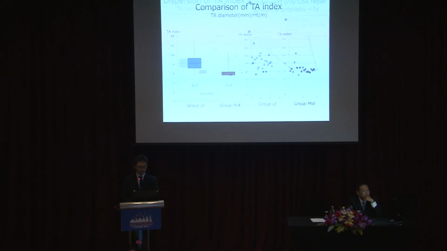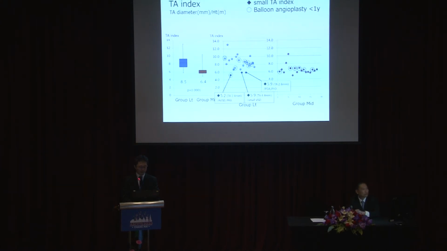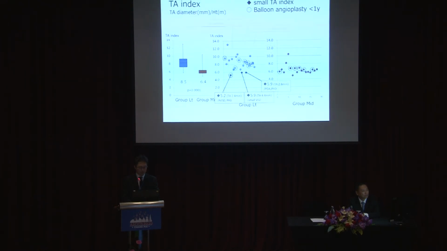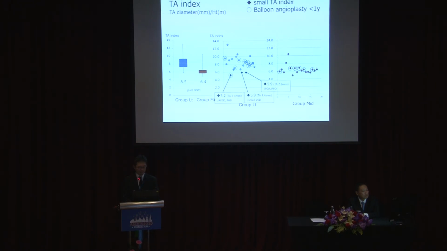These figures show the difference of the TA index and the dispersion and distribution of the TA index. Please look at the right one. In the pointed two cases, we did only coarctation repair via median sternotomy because of the long distal arch, but the TA index was not so small. Encircled dots show the cases with balloon intervention. But a smaller TA index is not the reason for needing post-operative intervention in group mid.